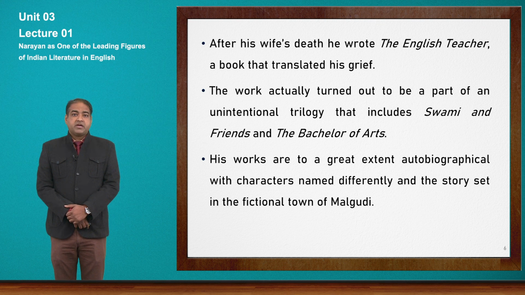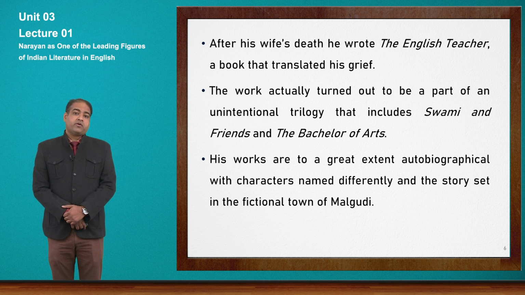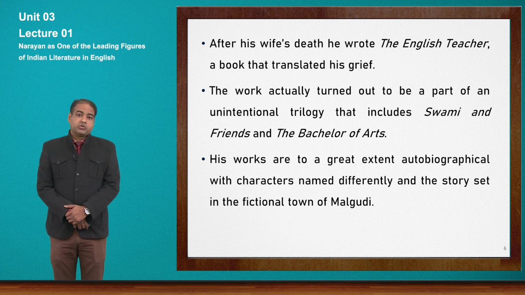The work actually turned out to be a part of an unintentional trilogy that includes Swami and Friends and Bachelor of Arts. Friends, although R.K. Narayan did not intend to write this trilogy, somehow it happened that first he wrote The English Teacher, after that he wrote Swami and Friends, and the third book which he wrote is The Bachelor of Arts. And these three books became the most famous trilogy written by R.K. Narayan.